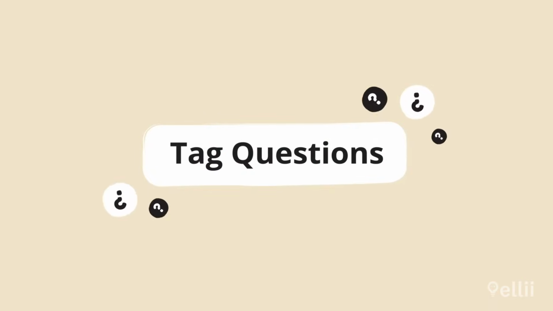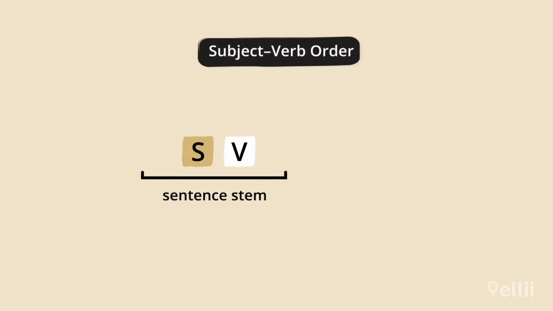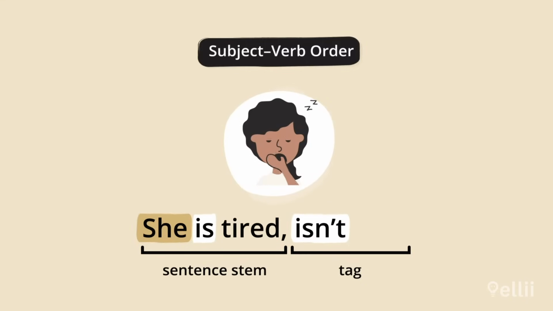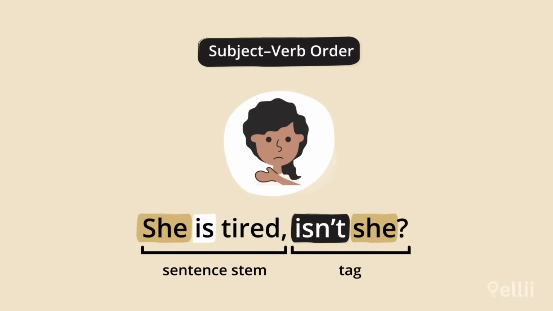How do we form tag questions in English? Look at the position of the subject and verb in the sentence stem. Then form the tag by reversing the order. In other words, put the verb before the subject in the tag. For example, in the question, "She is tired, isn't she?" the subject "she" comes before the verb "is" in the stem. In the tag, the verb "isn't" comes before the subject "she."